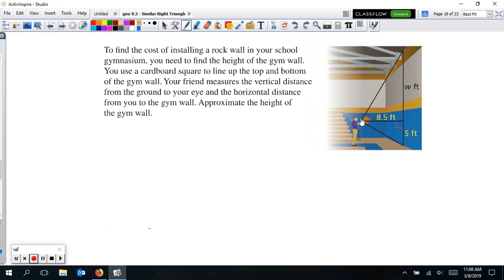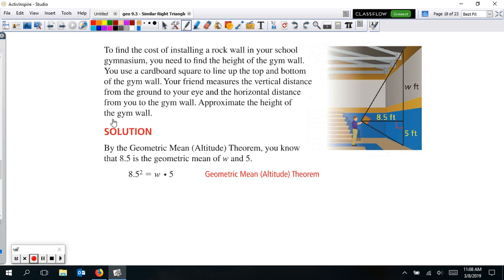And so what that means is that we're going to see the top of the wall here down to where this square would be, which is going to create a similar triangle. So we can have the same idea using the geometric mean. So here's our altitude then. This would be our altitude, this 8.5. And here's segment 1, segment 2 of that triangle. And so basically that's what we're going to be doing, just using that geometric mean.